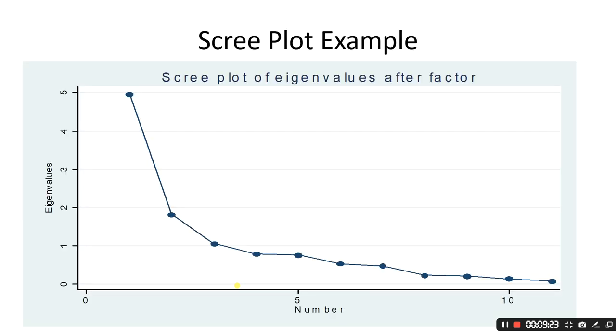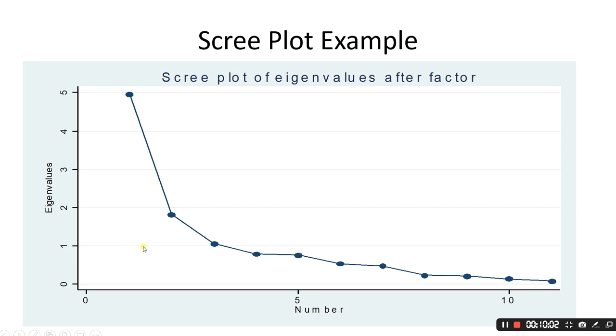So Scree plot, as I said, is plotting the eigenvalues. The eigenvalue is represented on the y-axis and the number of components or factors on the x-axis. And we plot the eigenvalue. This portion is called Scree. It is a geological term. It is like a slope which is very steep in the beginning and then it becomes shallow. So this shallow portion is called Scree.